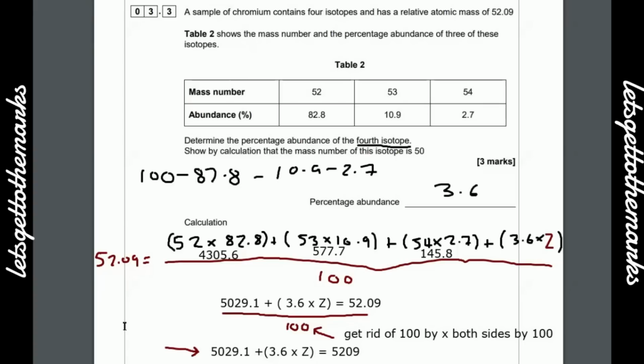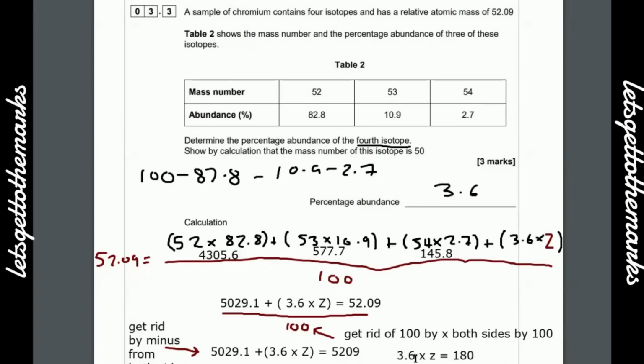So what do I want to do next? Well, I want to get rid of this 5029.1. So to get rid of that, I'm going to minus 5029.1 from both sides. And when I minus 5029.1 from both sides, I end up with 3.6 times Z. So we're really simplifying here. And that is equal to 180.